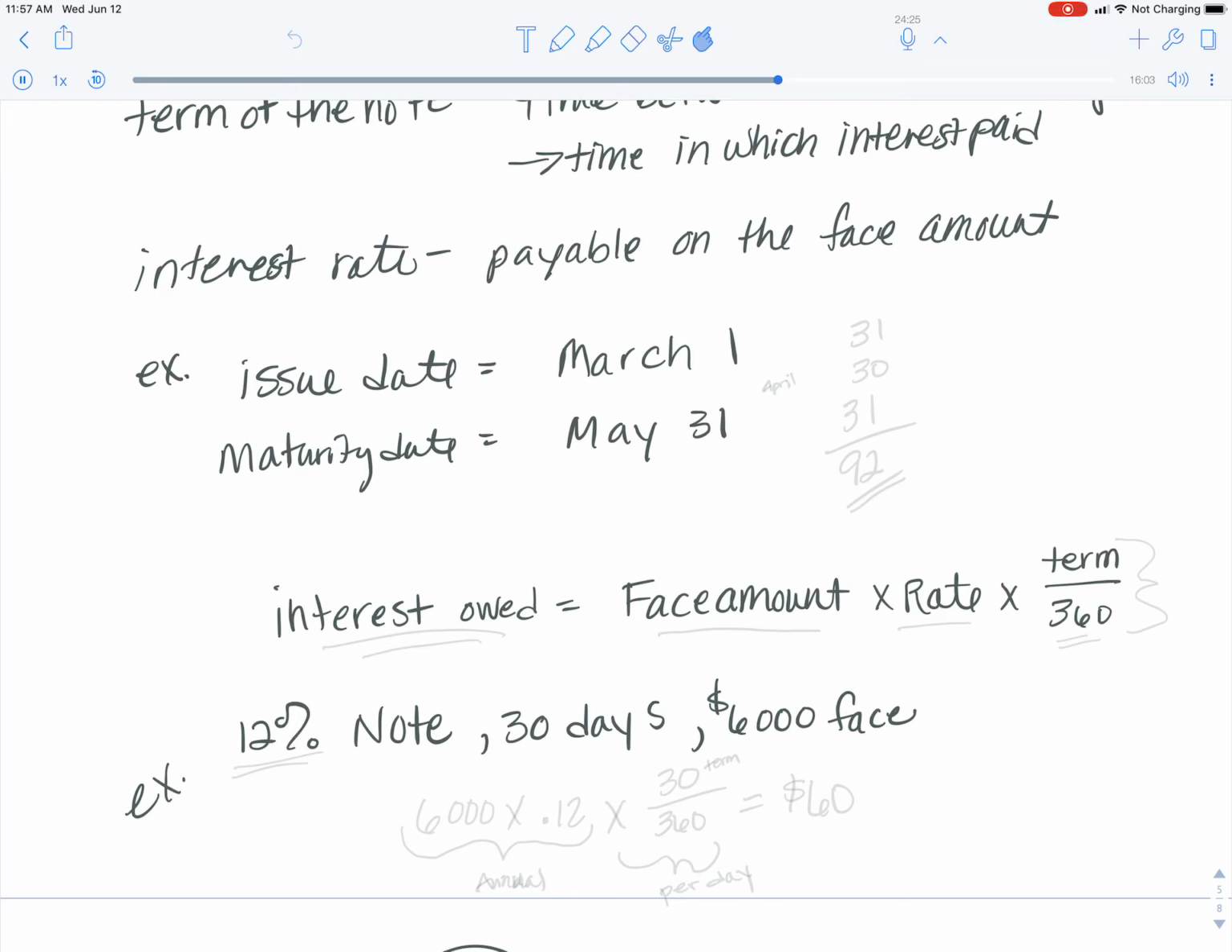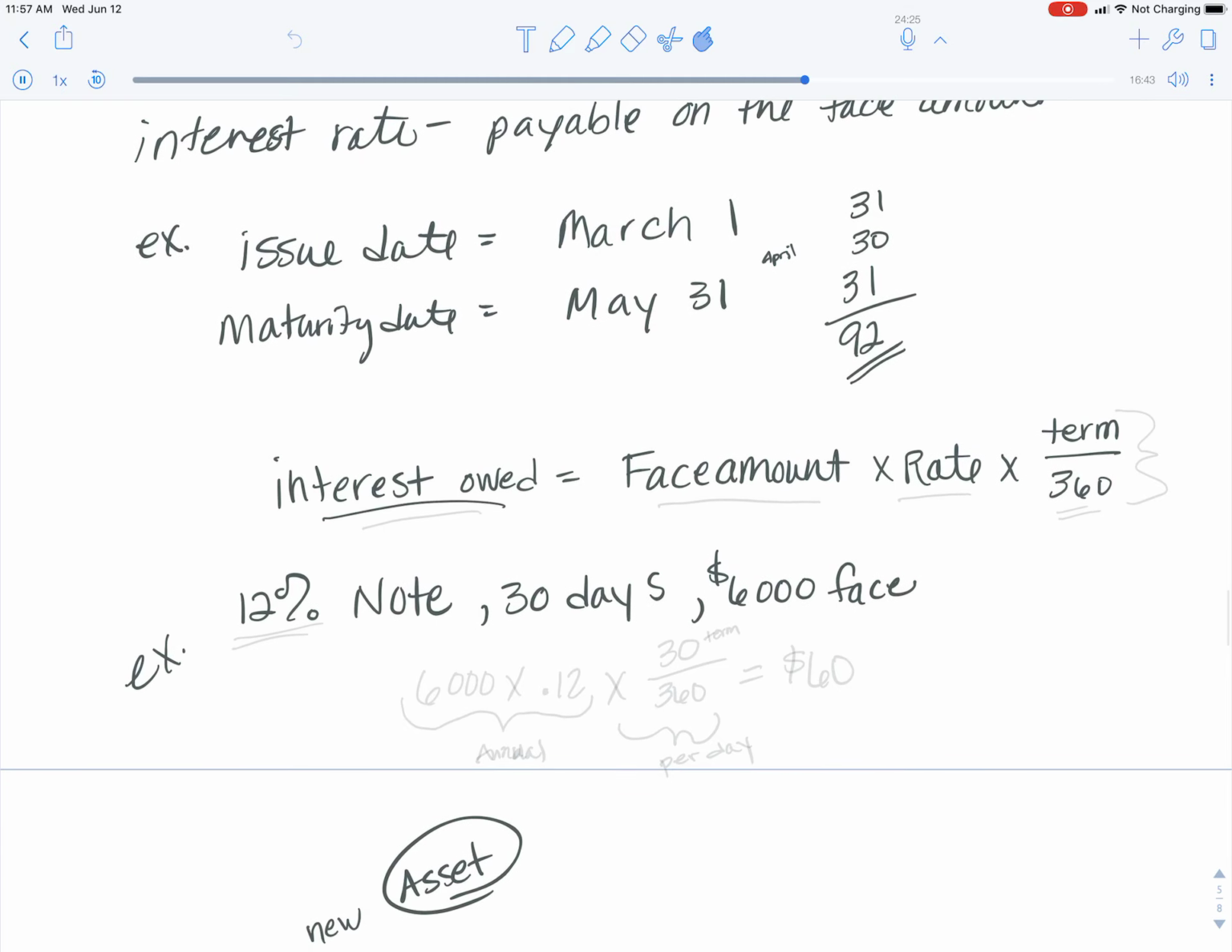One thing that you need to do, and it seems kind of silly, is know how many days are in each month. So if I have an issue date of March 1st and a maturity date of May 31st, how many days is the term of this note? Well, there are 31 days in March. April's in the middle here, so there are 30 days in April, and there are 31 days in May. So this term is actually 92 days of interest that will accrue on this note. And you need to know that because we're going to be calculating interest, and we use the number of days to do that.